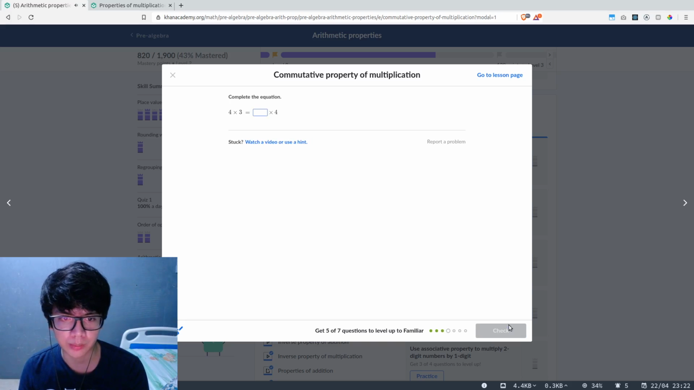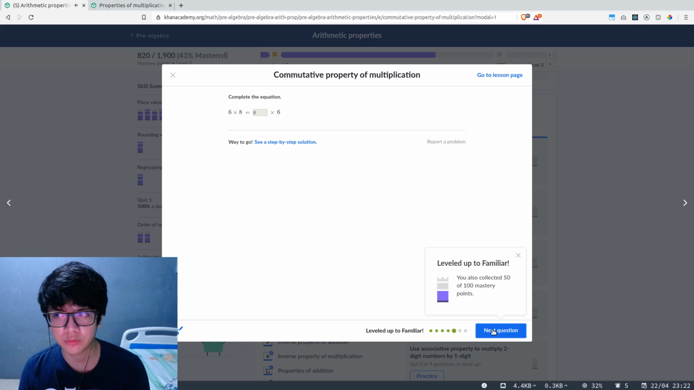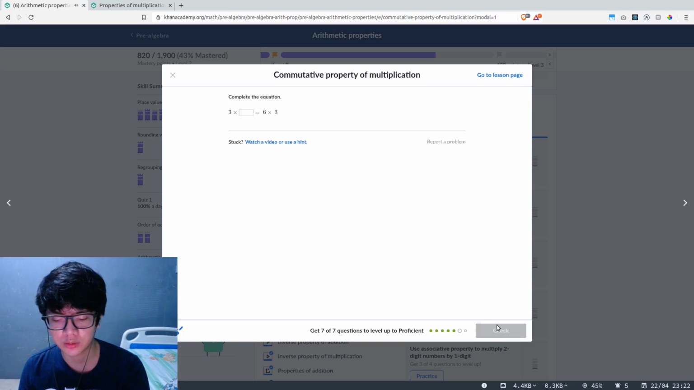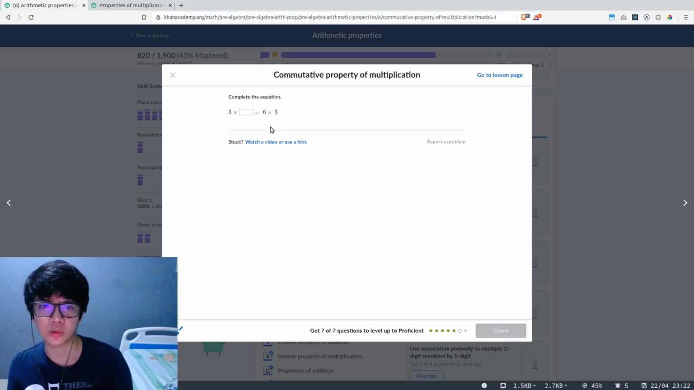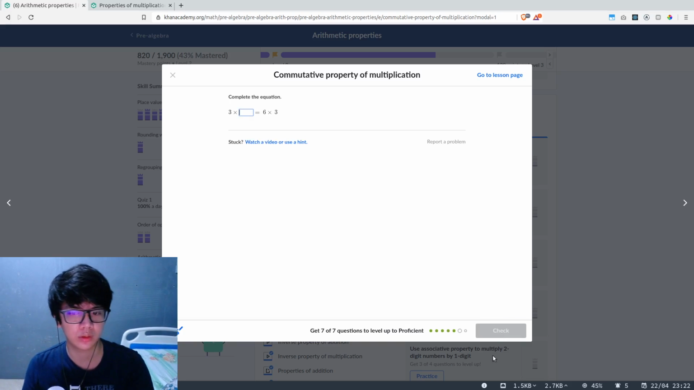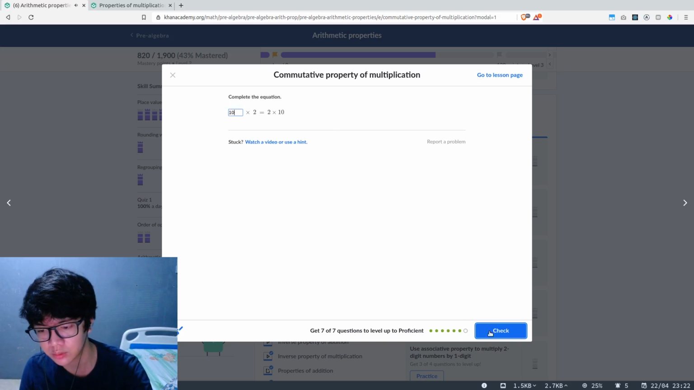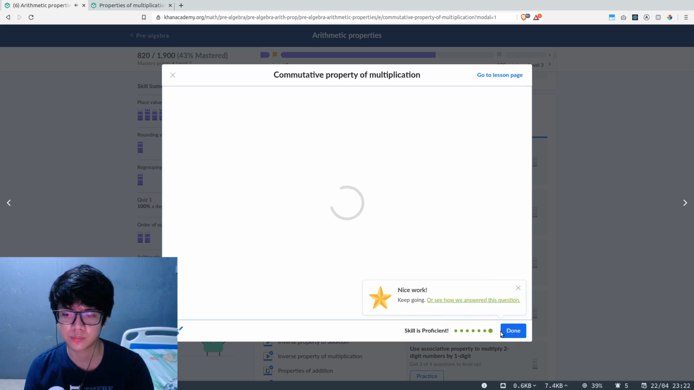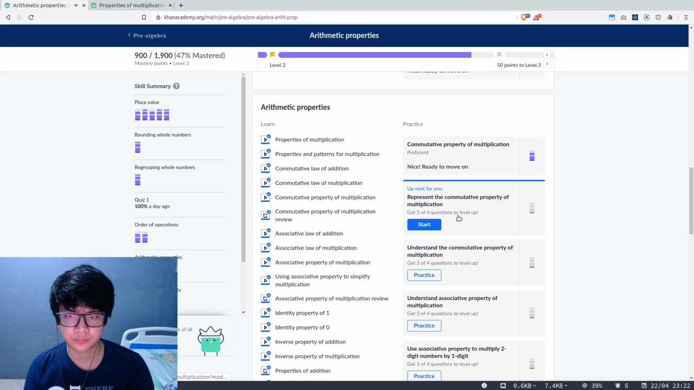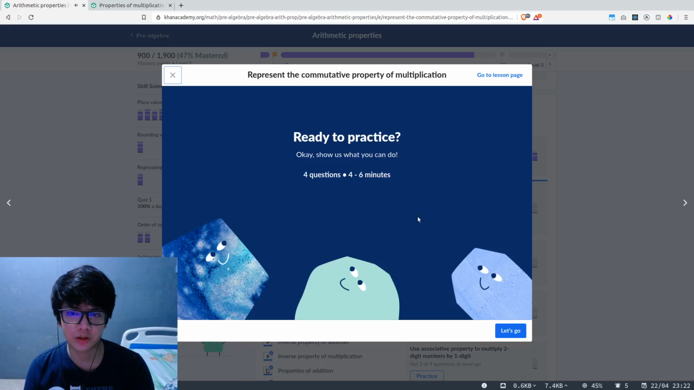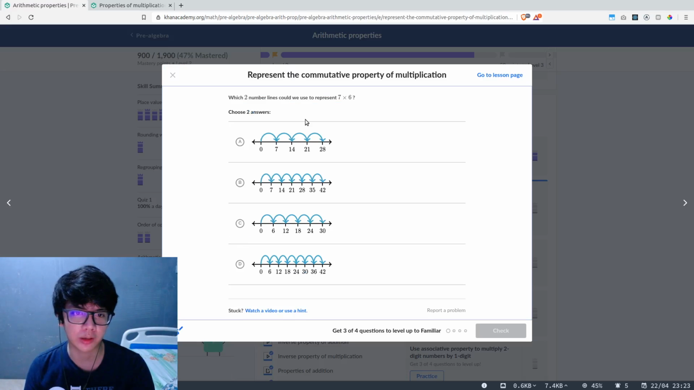Commutative property. Commutative is the order, right? And associative is the grouping. Cool. Represent the commutative property of multiplication. Represent 7 times 6. I choose 2 answers.